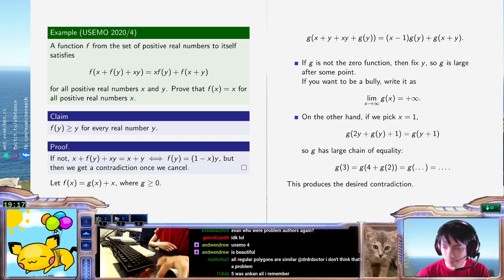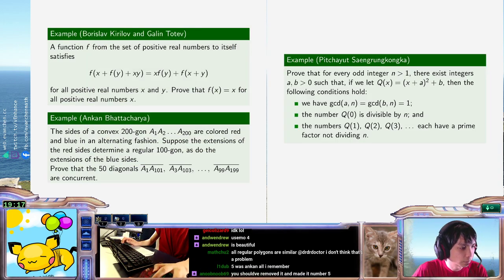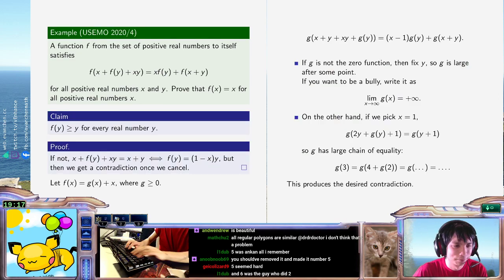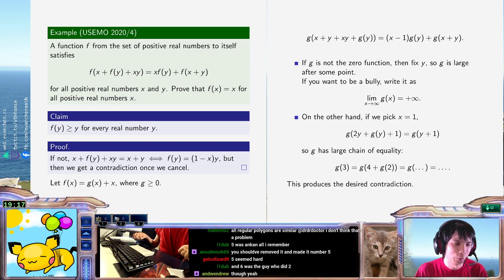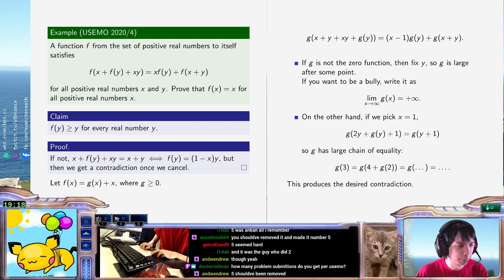Who are the problem authors? These are the authors. You should have removed it and made it problem 5. But I don't know, if I have two problems that are the same difficulty, I have to pick an order for them, right? I can't have the test say problem 5 and problem 5 prime. Or I could, but then I'd just be being dumb.